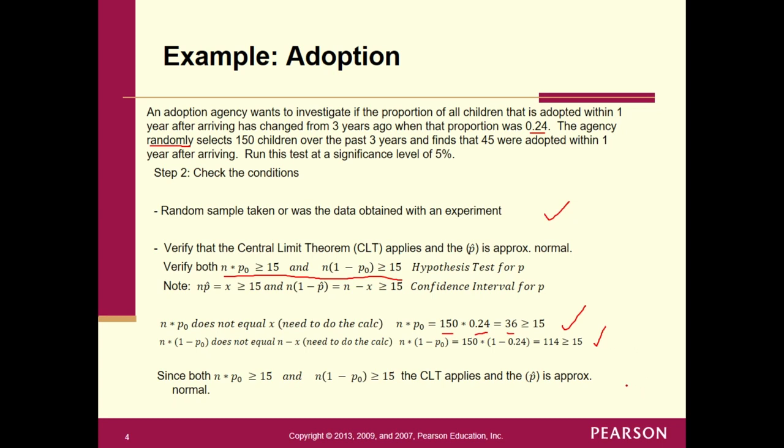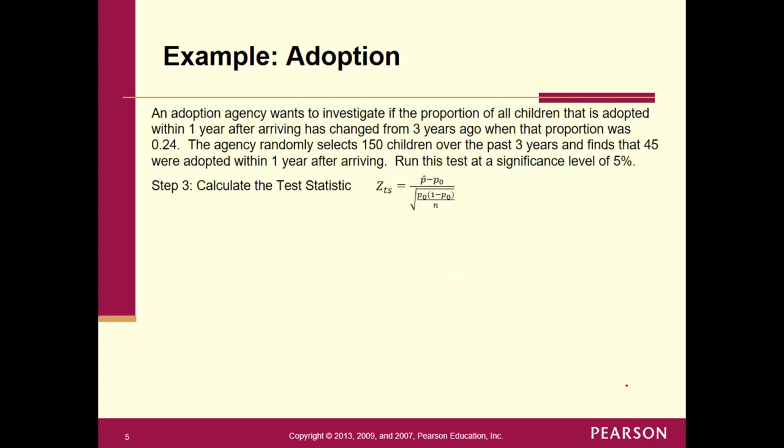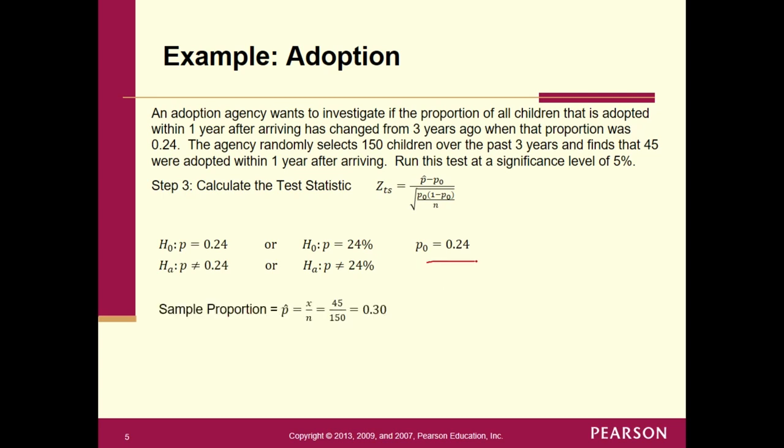So that means we can use the formula for, what's it called again? The test statistic, right? So we're going to calculate the test stat. There's our formula for the test stat, and I think we have everything. Let me remind you of everything. Here's p sub 0, that's 0.24. Okay? P hat was equal to 0.3.